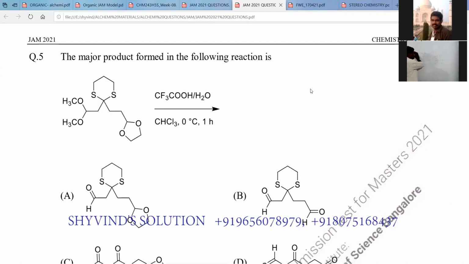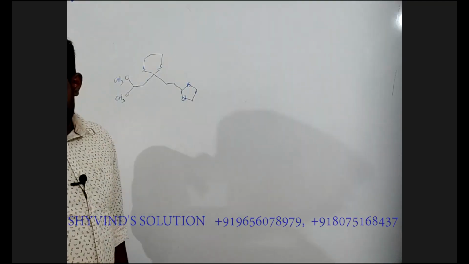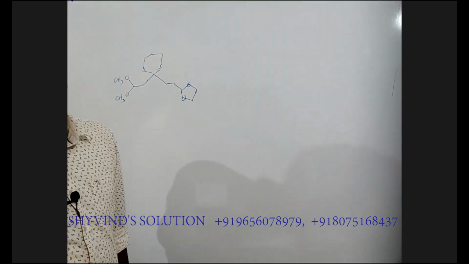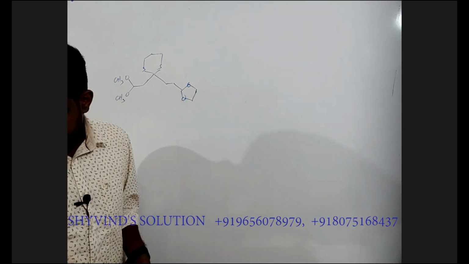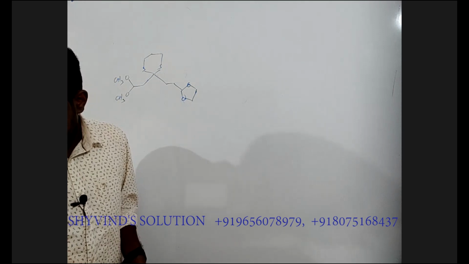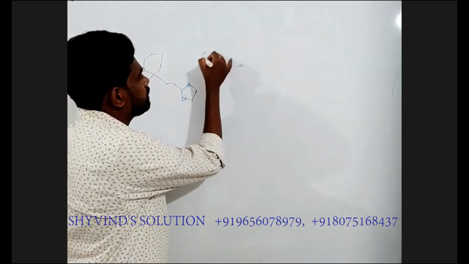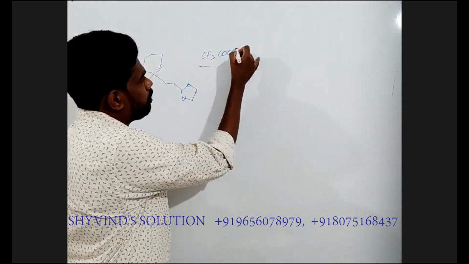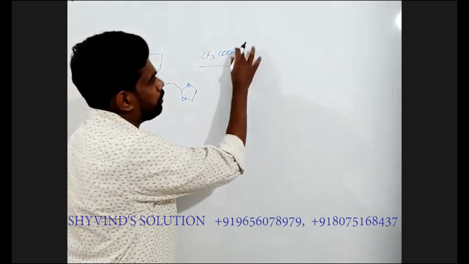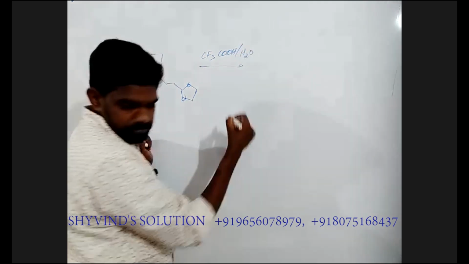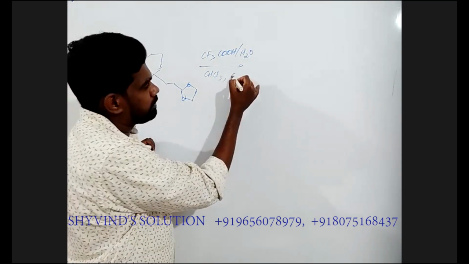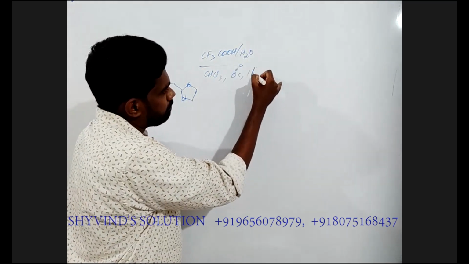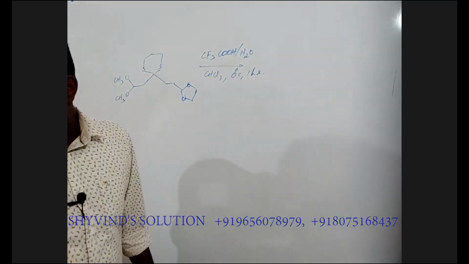The major product formed in the following reaction is asked. This is the molecule given. If you look at this molecule closely, you can see it here. The reagent given is CF3COOH, H2O, CHCl3, 0 degrees Celsius, 1 hour. This is the question given.